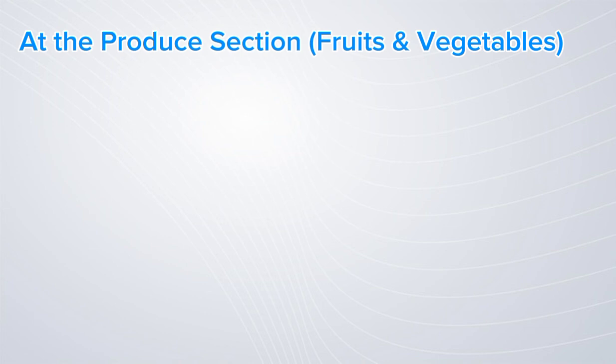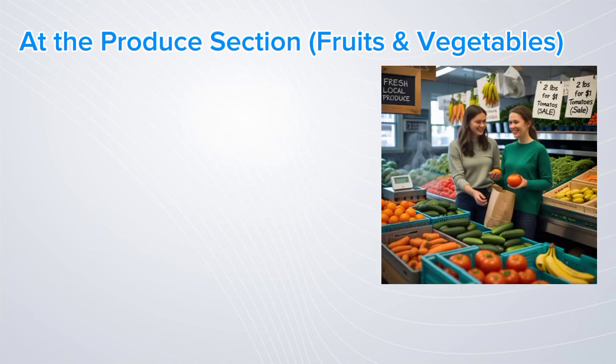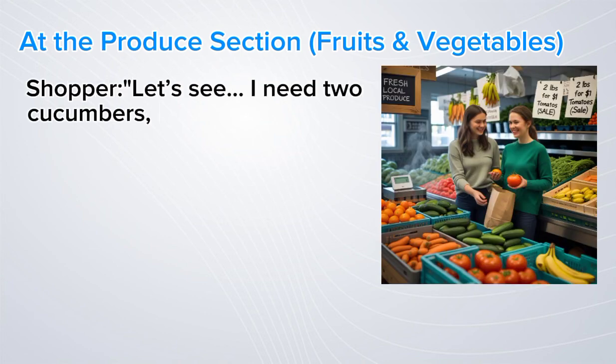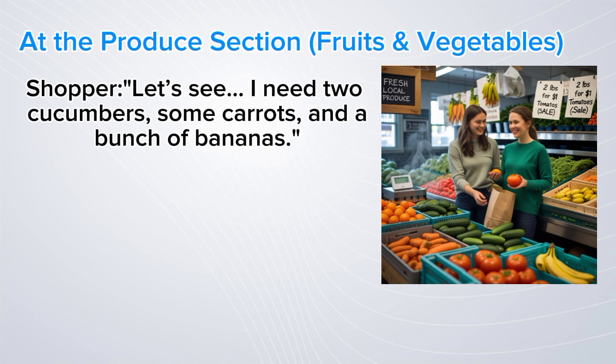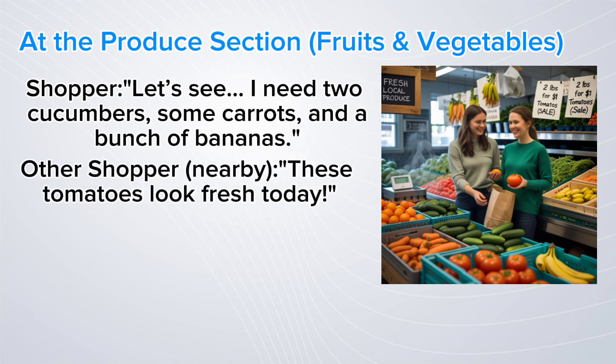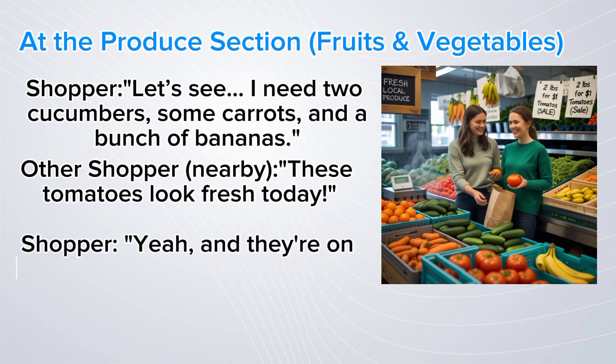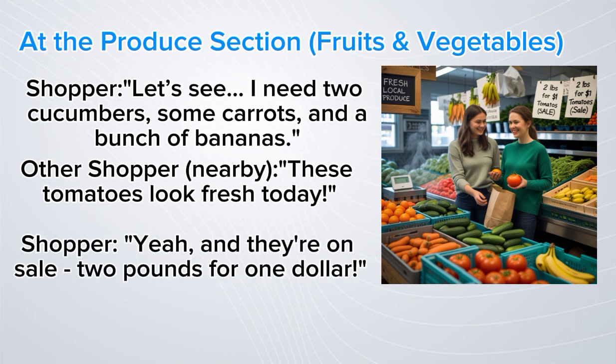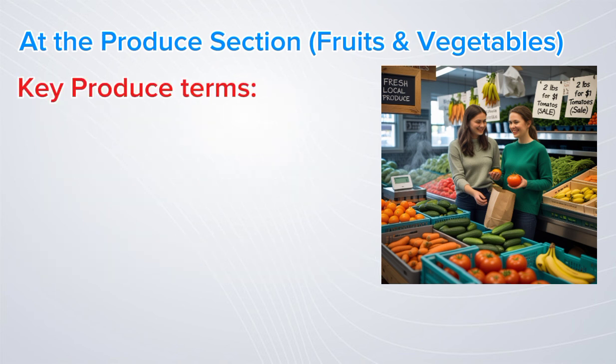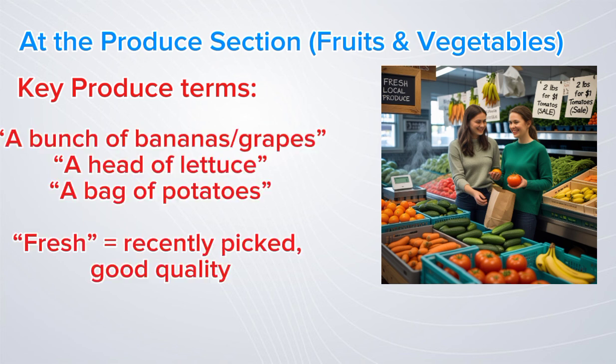At the produce section, fruits, vegetables. Let's see, I need 2 cucumbers, some carrots, and a bunch of bananas. These tomatoes look fresh today. Yeah, and they are on sale, £2 for $1. Key produce terms: a bunch of bananas or grapes, a head of lettuce, a bag of potatoes. Fresh means recently picked, good quality.